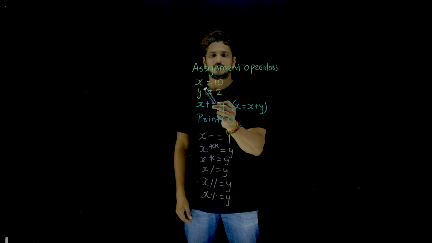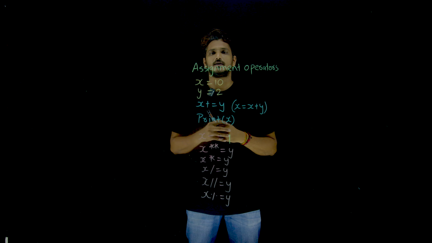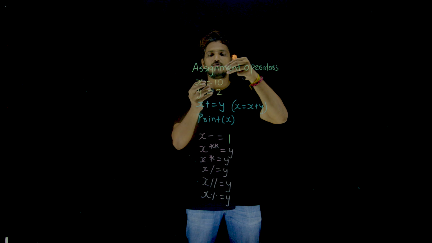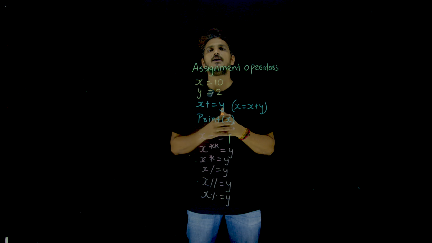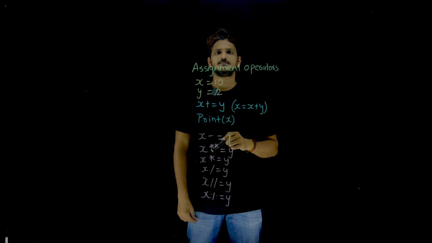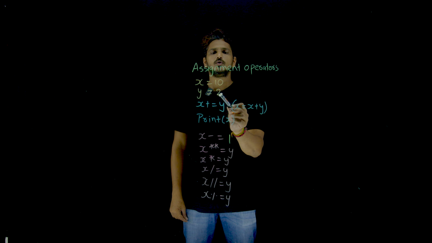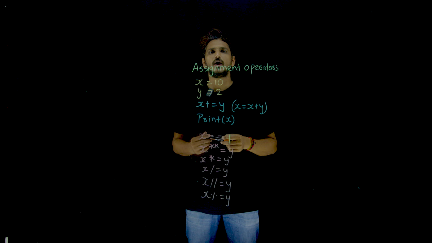So equal to is used as the assignment operator, meaning assigning a value to a variable. We call it the assignment operator. So x equal to 10. 10 is assigned to variable x. y equal to 2. 2 is assigned to variable y.